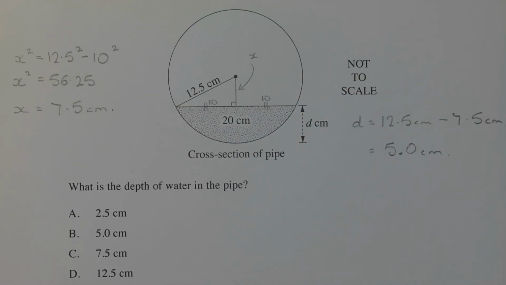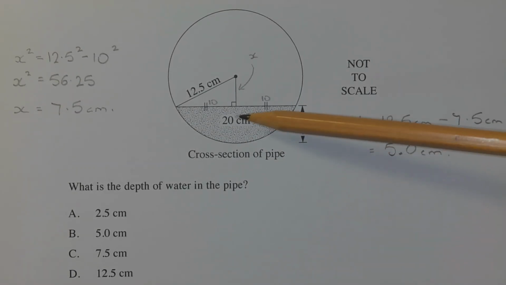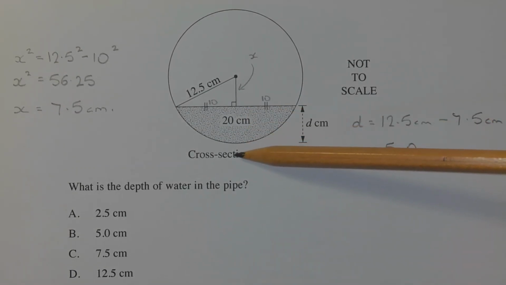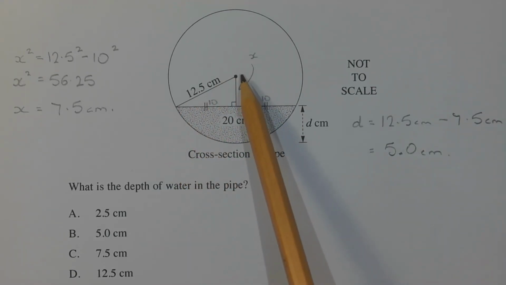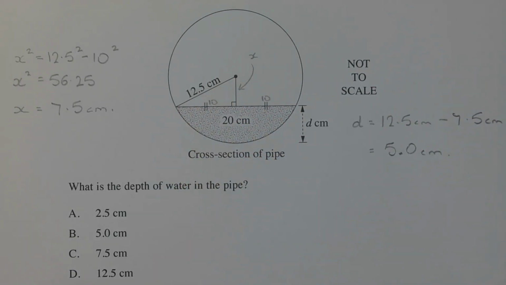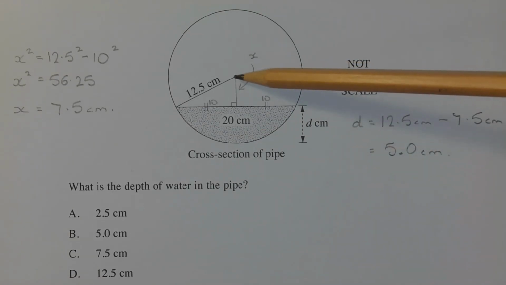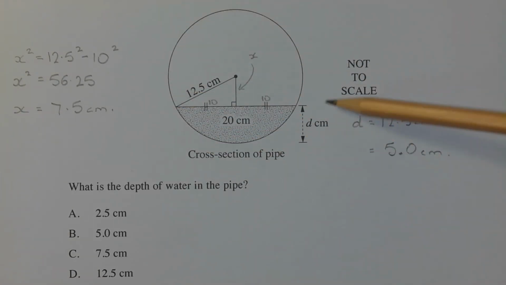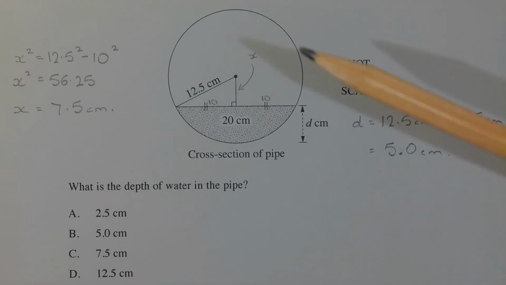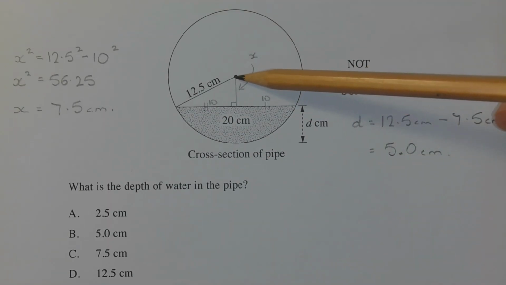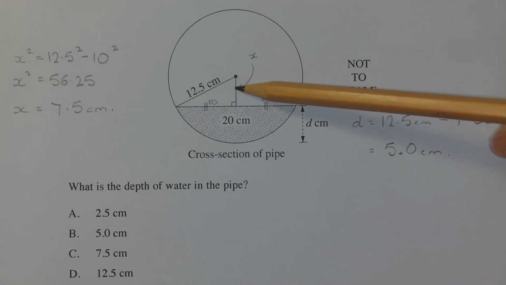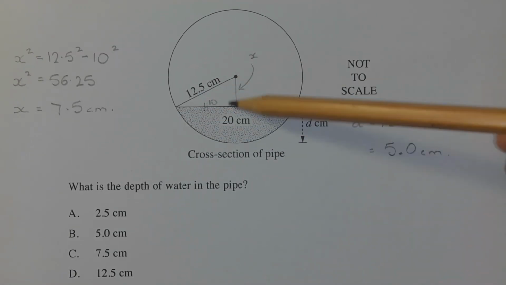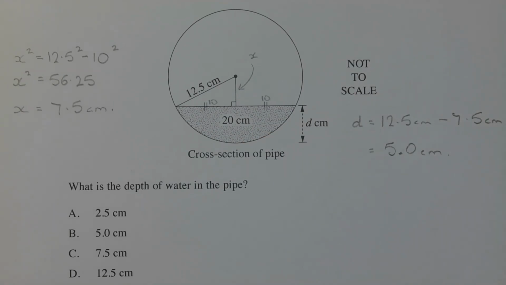Let's analyze this diagram. The question is asking for the value of d, which represents the depth of water in the pipe. Now we do know that the radius of this pipe, or the circle, is 12.5 centimeters, and that's the distance from the center of the circle to any point on the circumference. So that means that the distance from the center of the circle to this point here, right underneath this point, going through the short side of this right angle triangle, is also 12.5 centimeters.